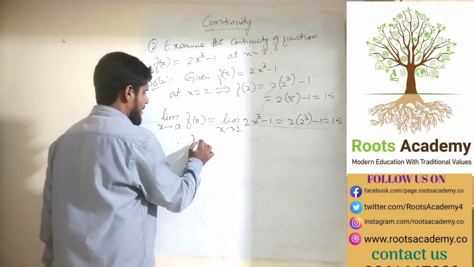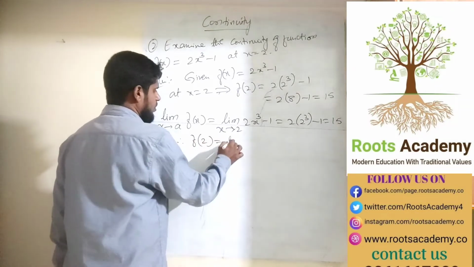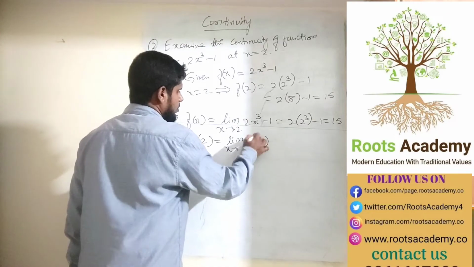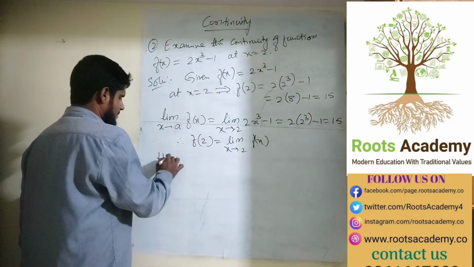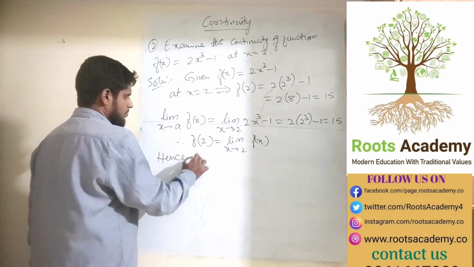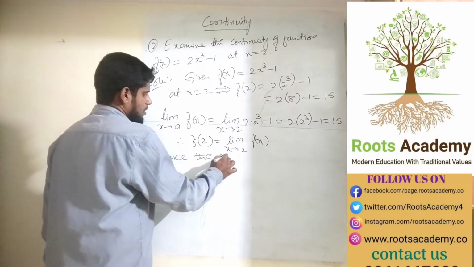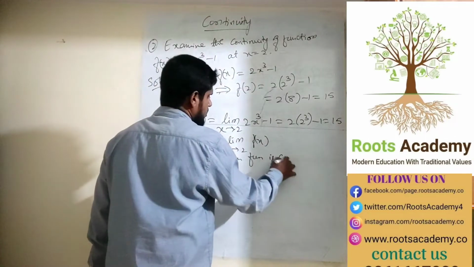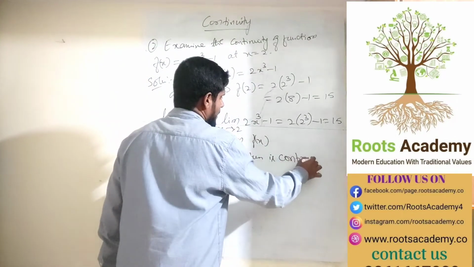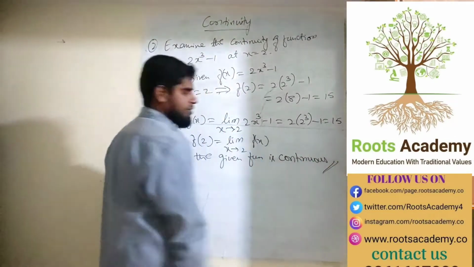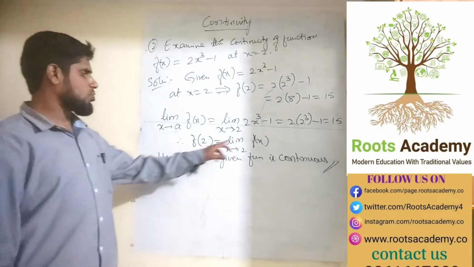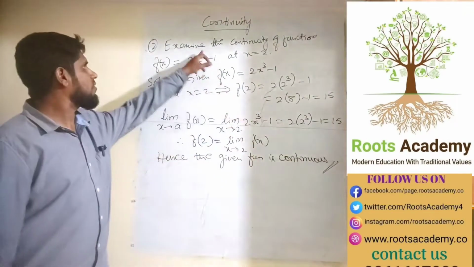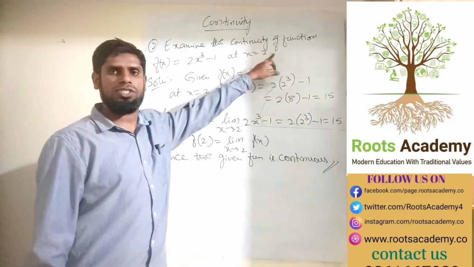Therefore f of 2 is equal to limit x tends to 2 of f of x, hence the given function is continuous, because these two values are exactly equal, so we can declare that the given function is continuous at x is equal to 2.